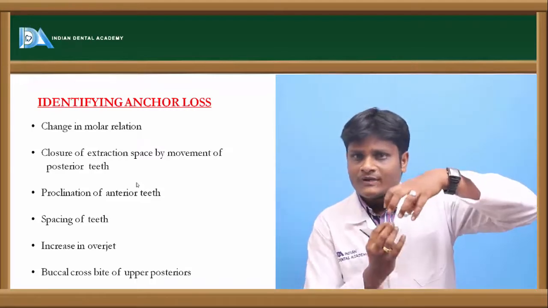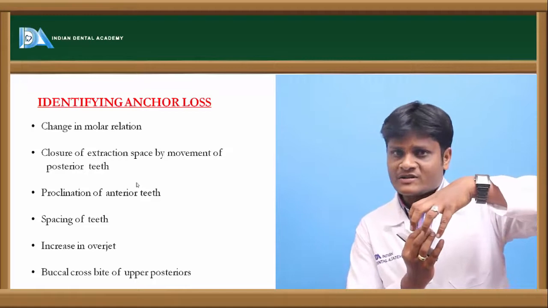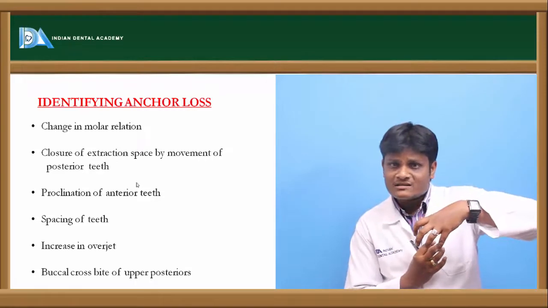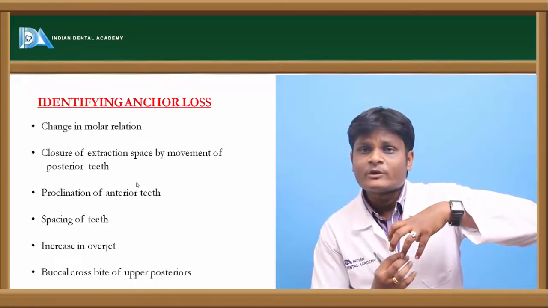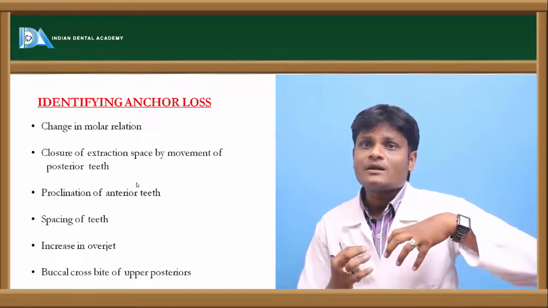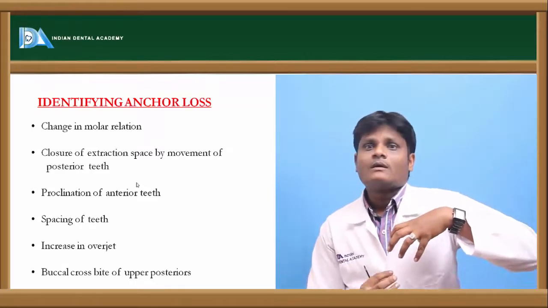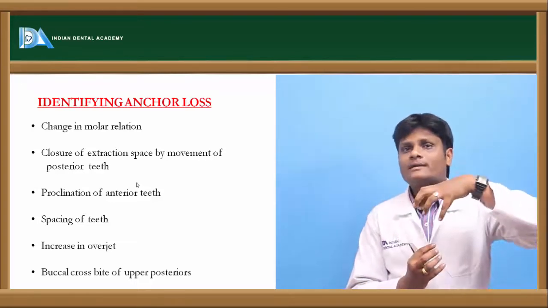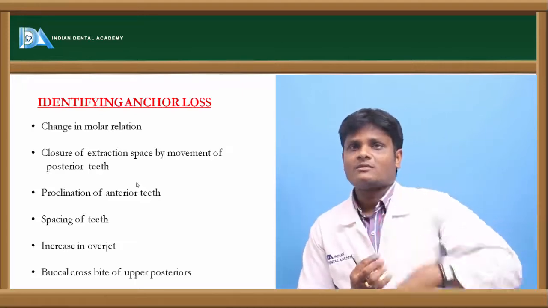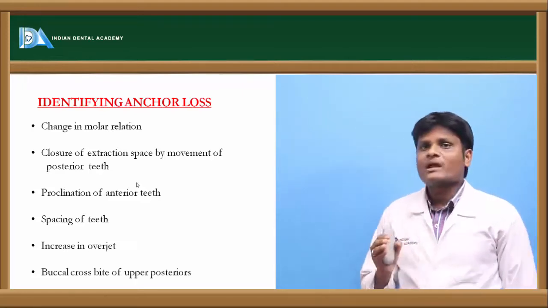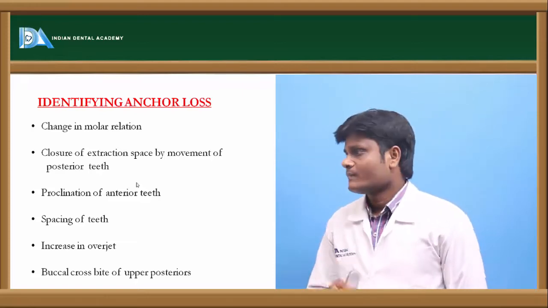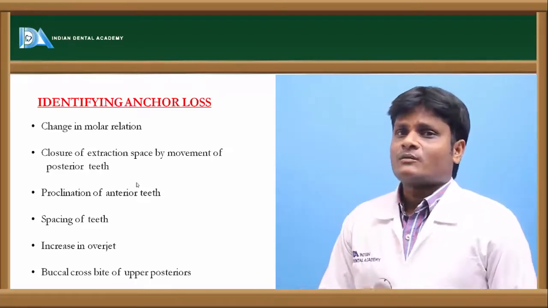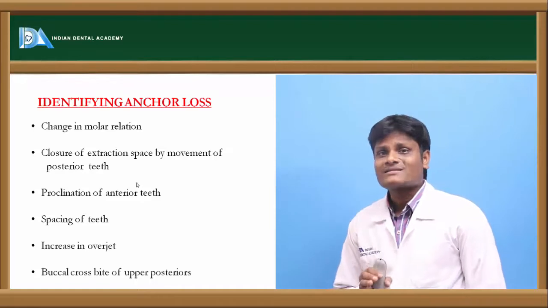For example, if in a class 1 molar relationship patient, as the treatment progresses, the molar relation is moving into class 3, then there is more anchorage loss in the lower jaw. On the other hand, if the molar relation is getting more into class 2, then there is anchorage loss in the upper arch. So based upon the change in the molar relationship, you can assess the anchorage loss. Now, closure of extraction spaces by mesial movement of the posteriors is one more factor that can be used to assess the anchorage loss.